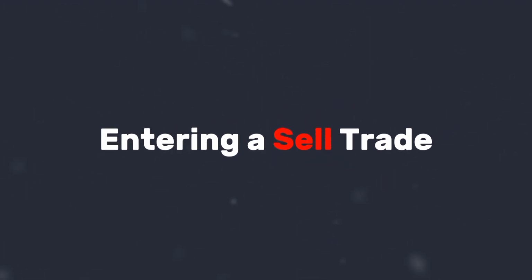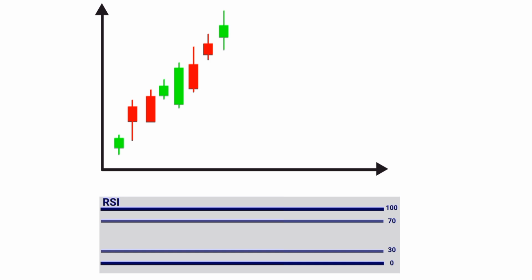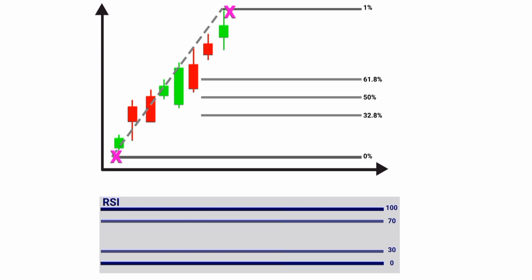Entering a sell trade. Start by identifying a significant prior uptrend, where the price has made higher highs and higher lows. This uptrend will serve as the basis for drawing Fibonacci retracement levels by selecting the swing low, the start of the uptrend, and the swing high, the end of the uptrend. The key Fibonacci levels to monitor are 38.2%, 50%, and 61.8%.